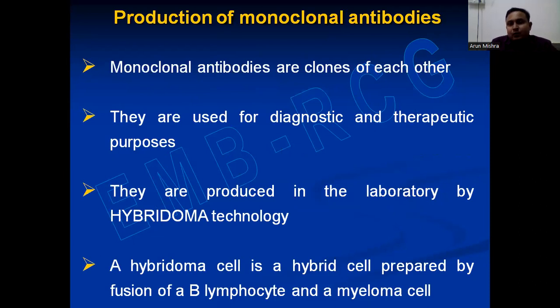Monoclonal antibodies are clones of each other. They are used for diagnostic and therapeutic purposes. They are produced in the laboratory by hybridoma technology. A hybridoma cell is a hybrid cell prepared by fusion of a B lymphocyte and a myeloma cell.